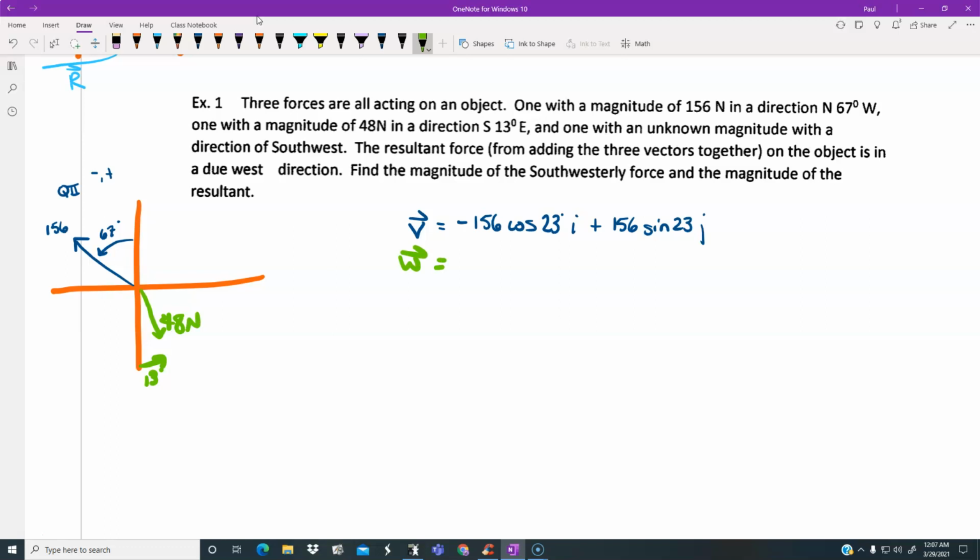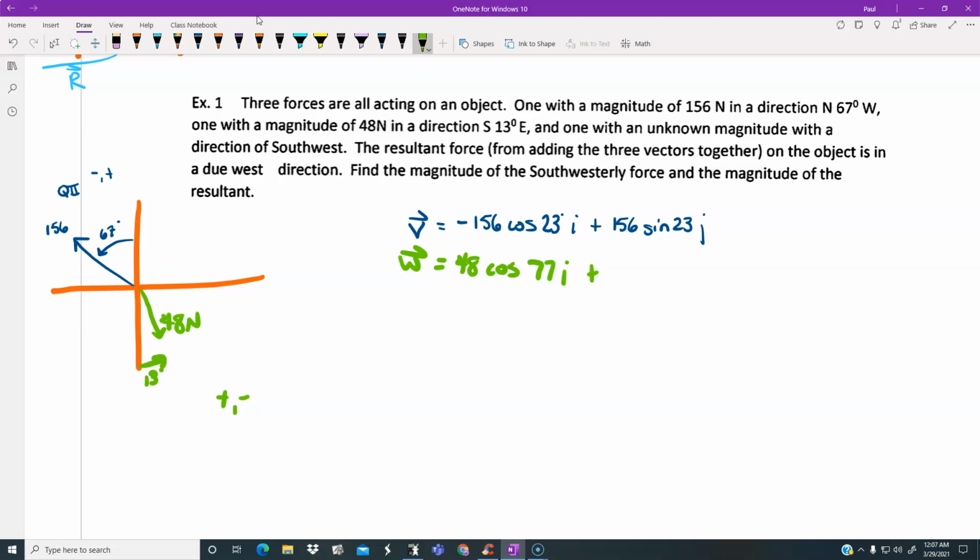Now this is in the fourth quadrant. That's positive, negative. And that would mean that this first one would be 48 cosine of, now I'm not going to use 13 degrees, I'm going to use the reference angle, which would be 77 degrees, I think. 13, 10, 80, 77 degrees, I think that's right.